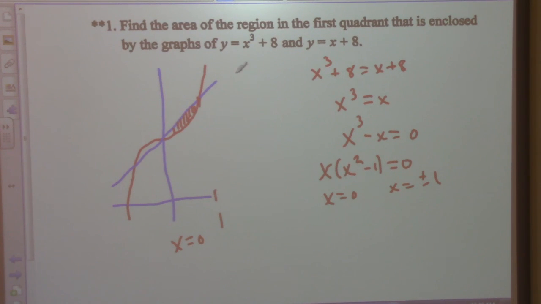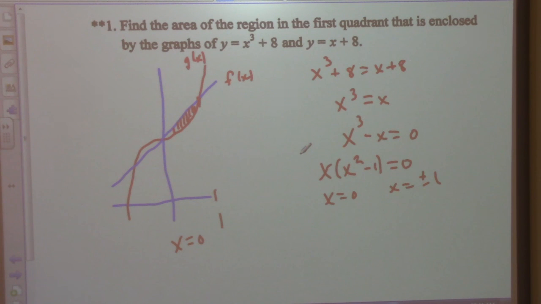so here you can set this as f of x, g of x. The one on top we can call f of x. The one that's lower we can call g of x. And now you can work out your integration. So I want you to work out your integration on this. And we'll go over this in a few minutes, okay?